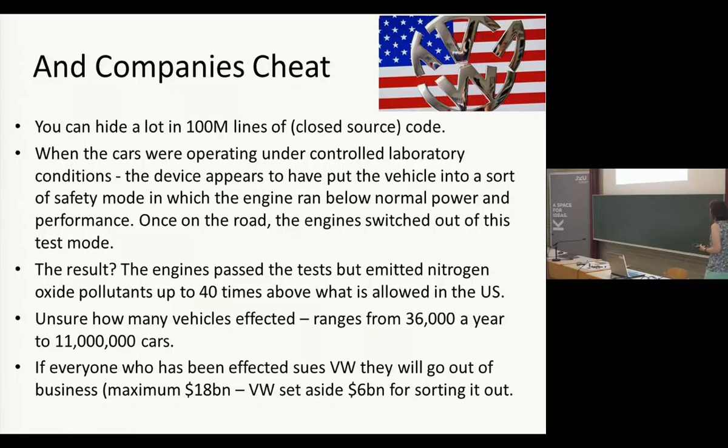And what they set it up was they could figure out when you were in test conditions, right? It was the whole series of things, where the steering wheel was, how it was. They changed the emissions. That's what they did, so that they passed. And once on the road, the engines switched out of test mode and moved into performance mode. And the result was that they had up to 40 times the allowable pollution.